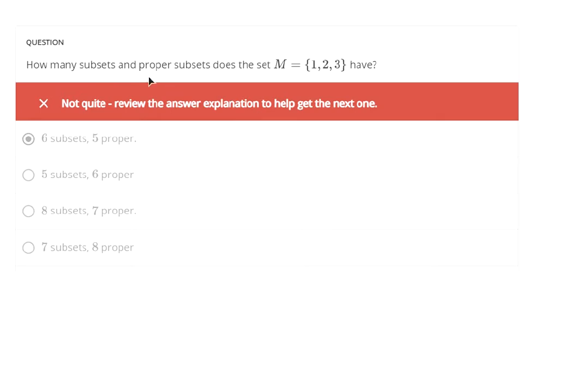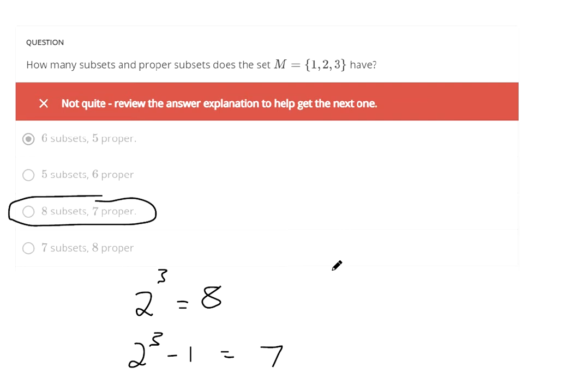So how many subsets and proper subsets does this have? Look, there's 3 elements. So the number of subsets is 2 to the 3rd. So there's 8. How many proper subsets? It's 2 to the 3rd minus 1. So 2 times 2 times 2 makes 8, minus 1 makes 7. So there's 8 subsets, 7 proper subsets for this one. And you could list them. This one's small enough so we can see them.